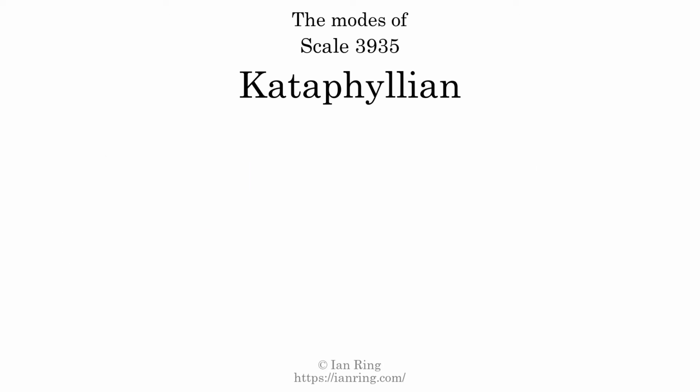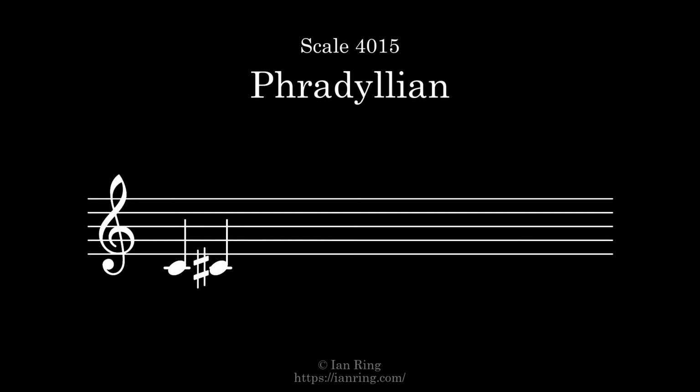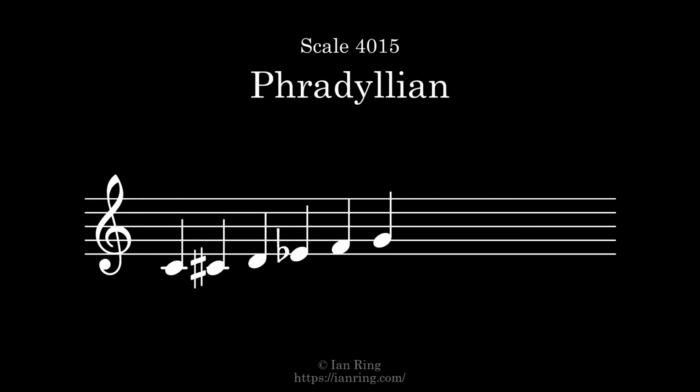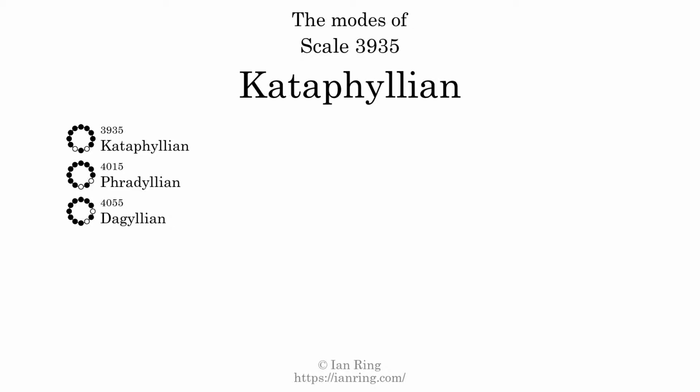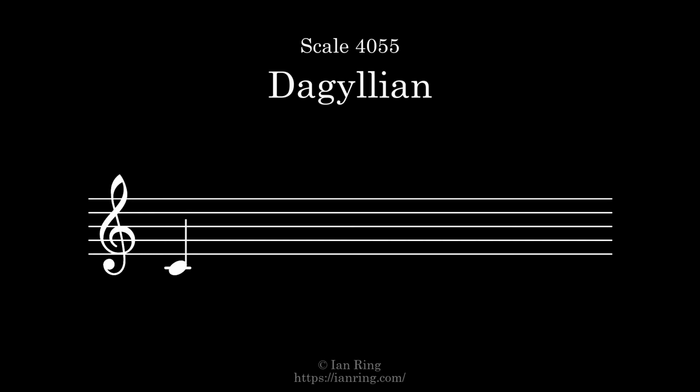This scale has 10 modes. The first mode is itself. The second mode is scale 4015, also known as Aerodylion. It sounds like this. The third mode is scale 4055, also known as decatonic. It sounds like this.